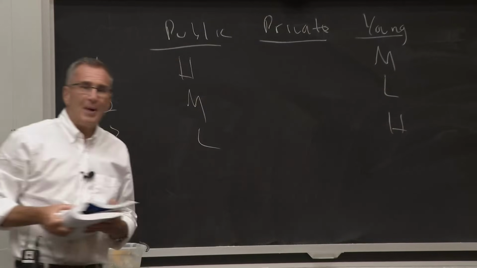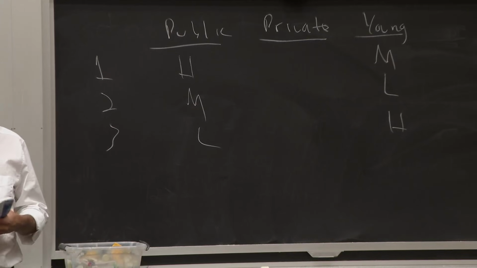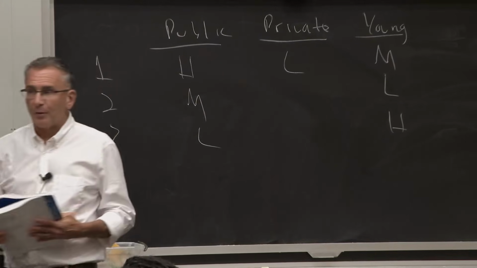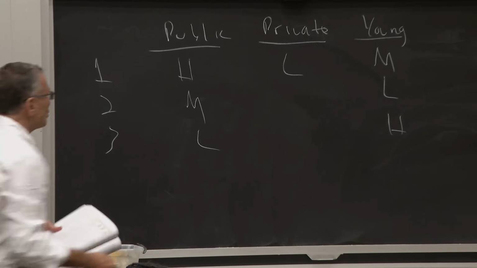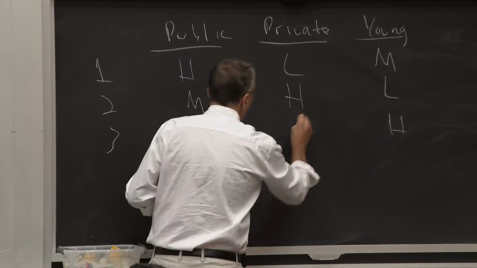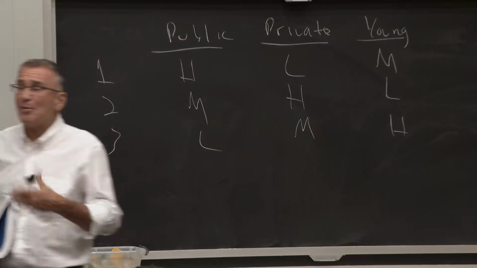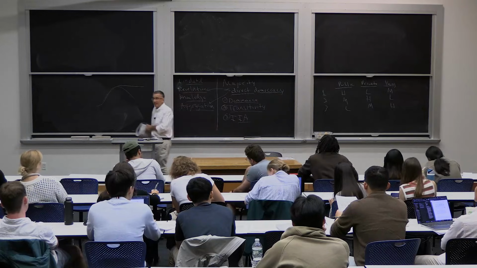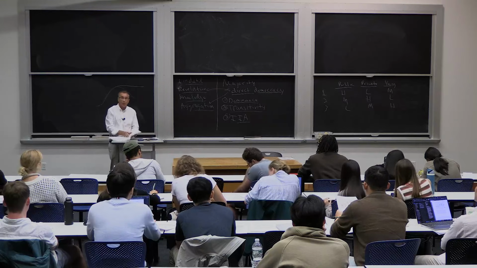For the private school parents, they have an interesting choice. Their first choice is crappy schools. They send the kid to private school. But their second choice is H. And their worst choice is M. Why? Because M is the worst. They pay medium taxes and they can't send their kids to the local school. At least with H, they'll send their kids to local school.